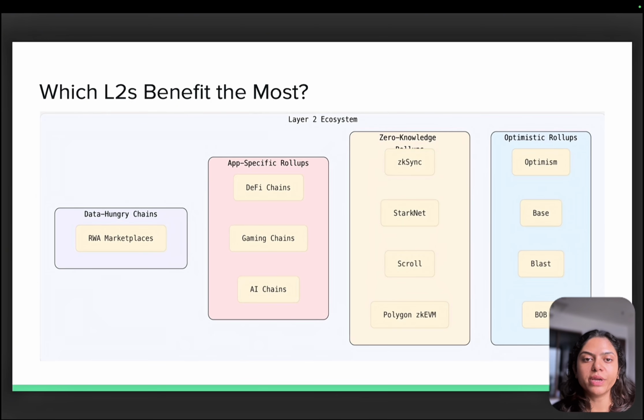Which L2 benefits the most? All rollups benefit, but who is the biggest winner? We know there are many L2s. All the rollups benefit, but the biggest opportunity is for high-throughput ZK rollups and L2s doing larger batch proofs, like data-hungry chains in the L2 ecosystem, such as RWA marketplaces.